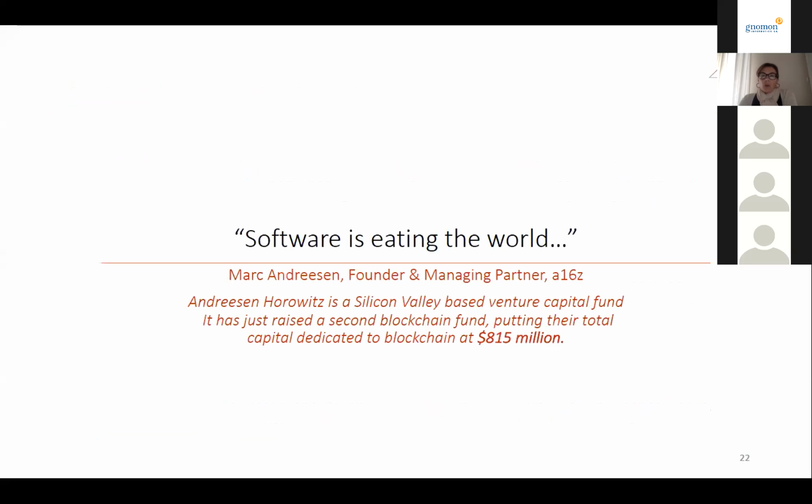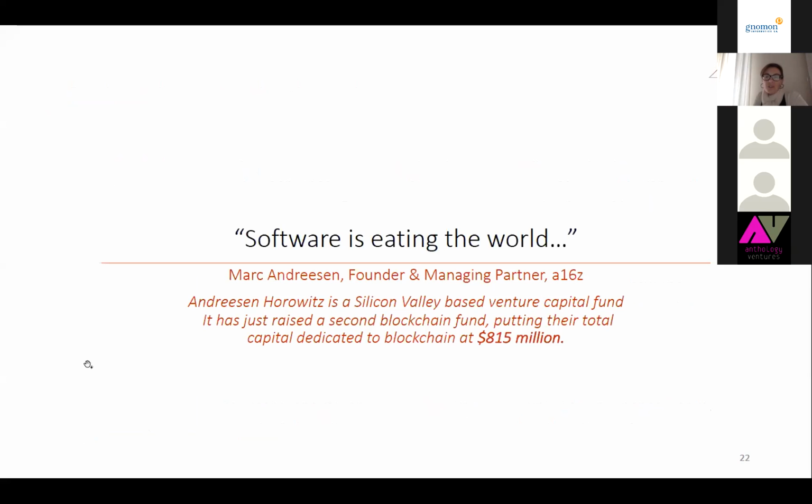I'm going to leave you with a quote. Mark Andreessen is another big venture capitalist. They have a huge presence in blockchain. They've just raised their second fund, which is putting their total money to a little over 800 million.